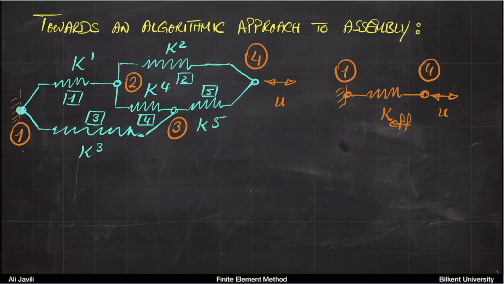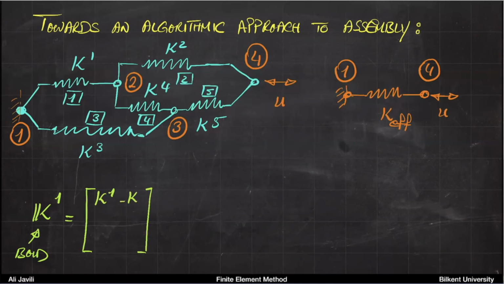So let's say if you think of element 1, first of all, see, I am writing this as a bold letter. So bold letter stiffness is the stiffness matrix. So element 1 has a stiffness matrix composed of 4 components. And those 4 components would be K1, minus K1, minus K1, and K1. All right, so this is element 1.